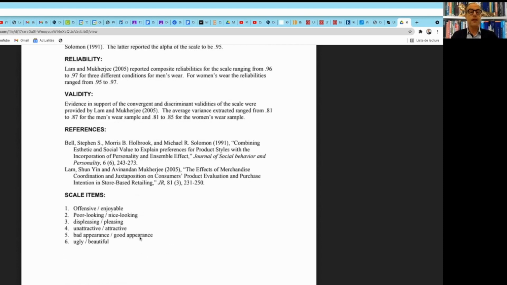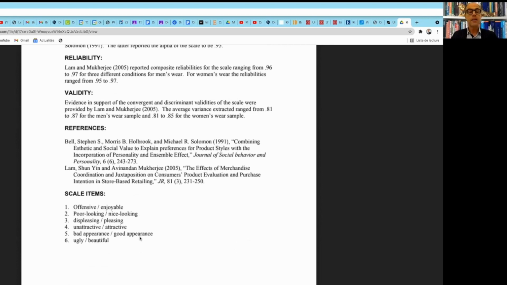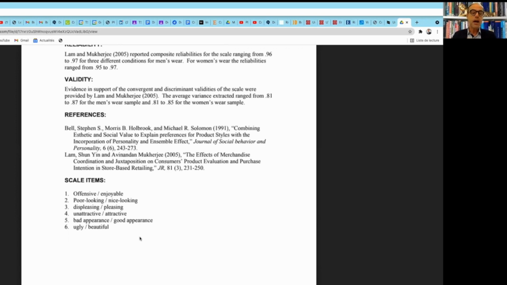So here we have some items that characterize aesthetics. For example, this chatbot looks offensive, enjoyable. Poor looking, nice looking. Displeasing, pleasing. On a scale between 1 to 7: 1 means offensive, 7 means enjoyable; 1 means unattractive, 7 means attractive. So bad appearance, good appearance, ugly, beautiful.